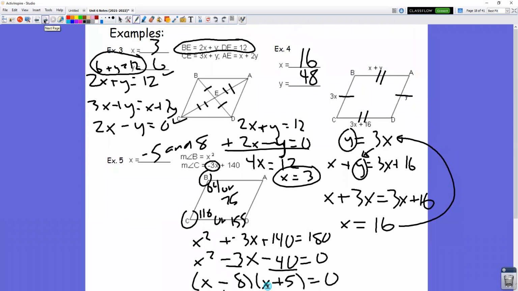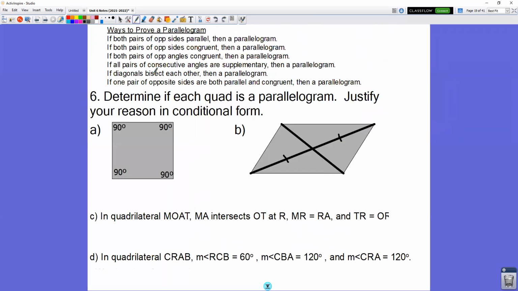All right, so what we're going to do now is move on to the next page. These are some more examples here. To make this simpler, let's just consider this stuff at the top a word bank or a property bank.